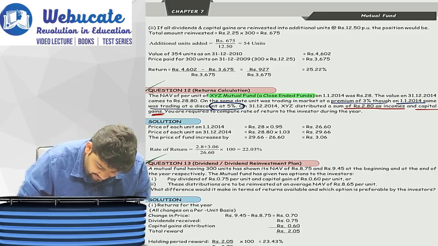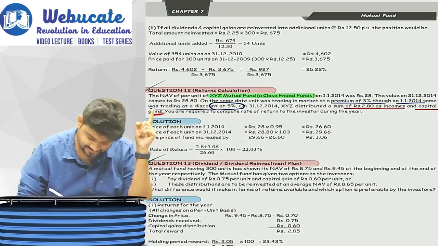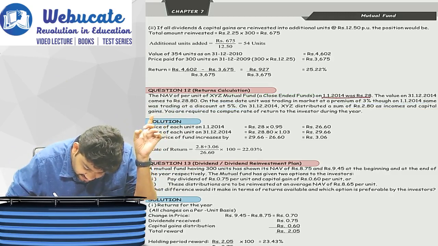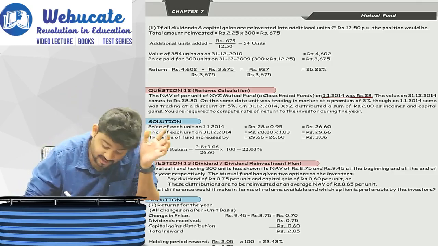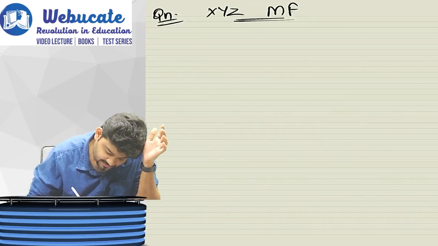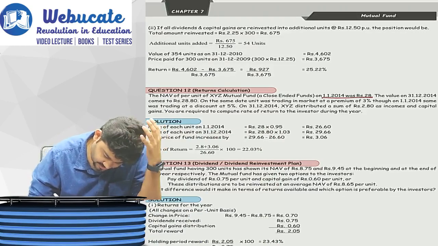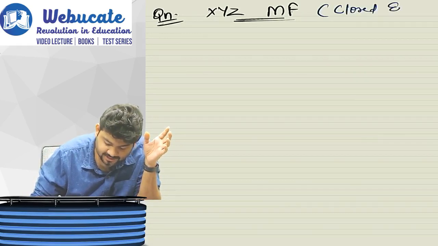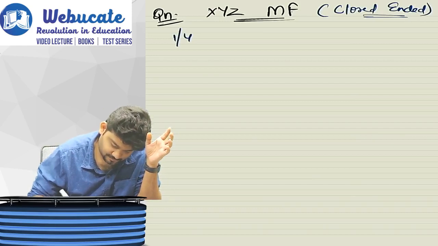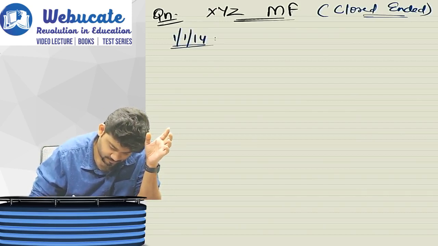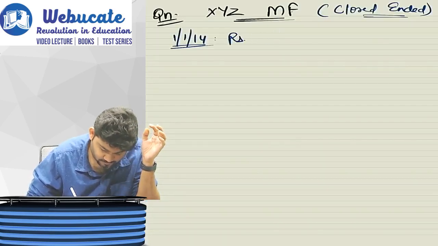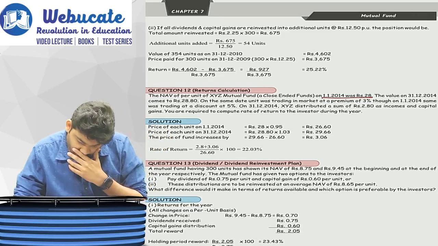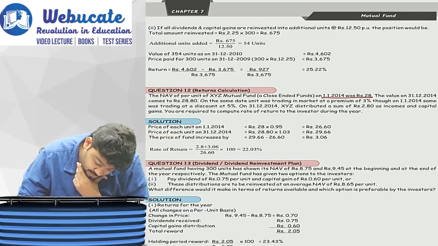The NAV per unit of XYZ mutual fund, a closed-ended fund, on 1/1/14 was rupees 28. Should I write it down? Should I make a summary? Obvious, sir. So I'll just write it down. XYZ mutual fund is a closed-ended fund. On 1/1/14 it was 28. The value as on 31/12 comes to 28.8.